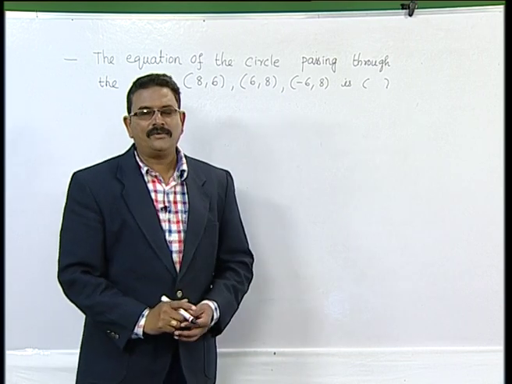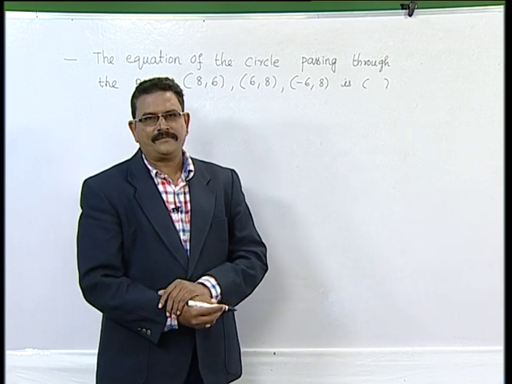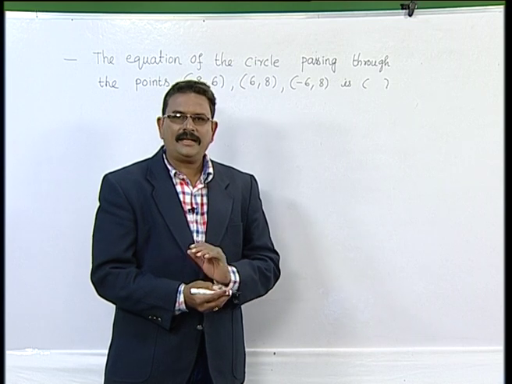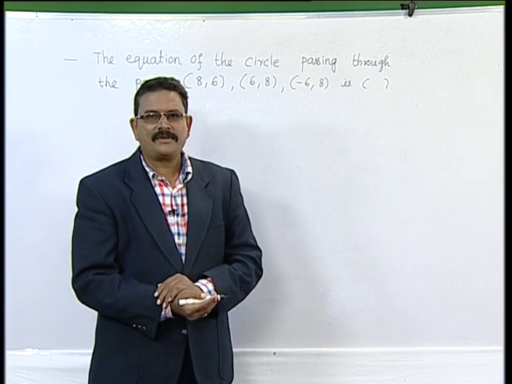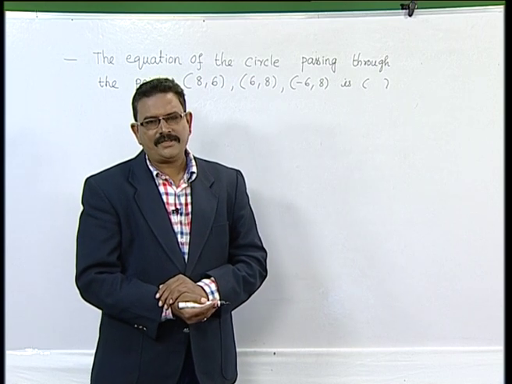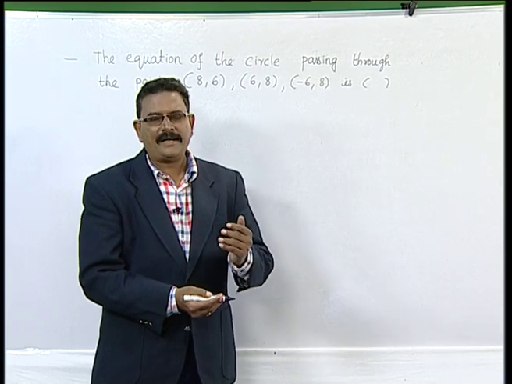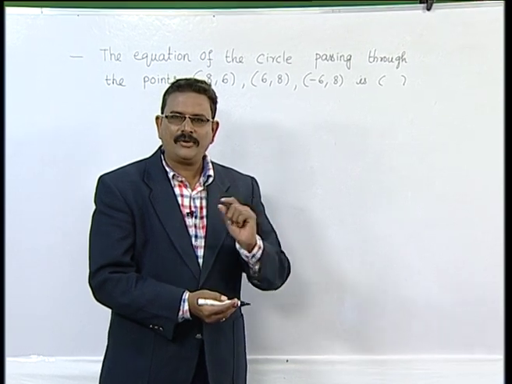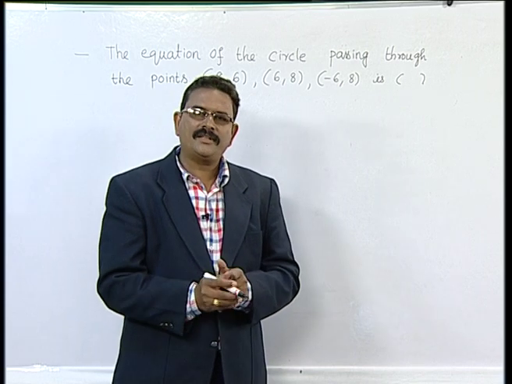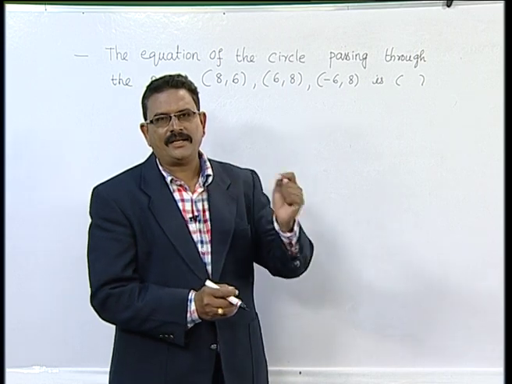Here we have to find the equation of the circle passing through the given 3 points. In general, the equation of any circle can be taken as x² + y² + 2gx + 2fy + c = 0. Substituting the first point, we get one equation in terms of g, f and c. In a similar manner, by substituting the second and third points, we get the other two equations. By solving these three equations, we get the values of g, f, c, which determine the required equation of the circle.